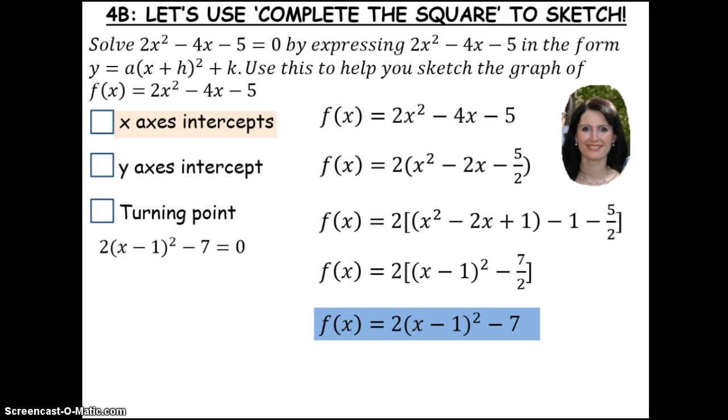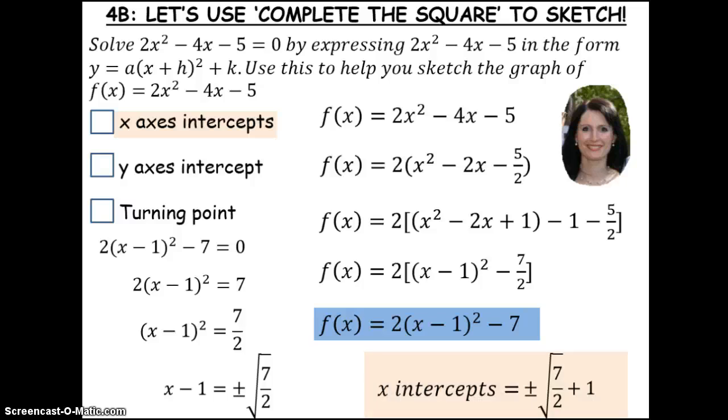Let's solve for x to find the x-axis intercepts. So I'm going to equate that to 0. I add 7 on both sides. I divide by 2 on both sides. I square root both sides, remembering it's plus or minus. And then finally I add 1 on both sides, meaning that my x-intercepts are at plus or minus root 7 on 2 plus 1. There's my x-axis intercepts. Done.